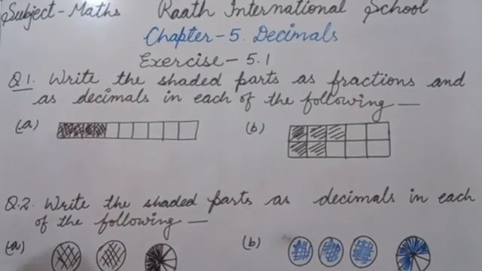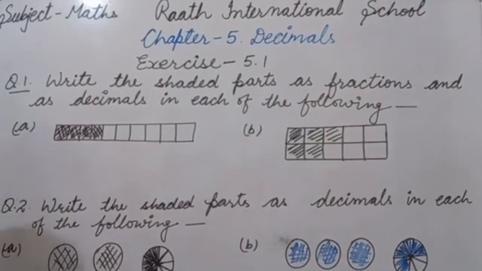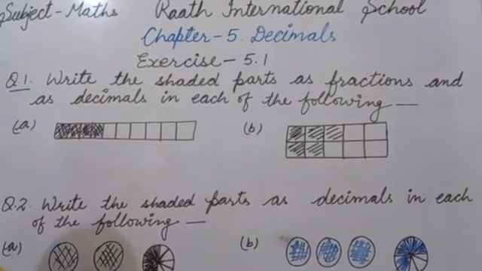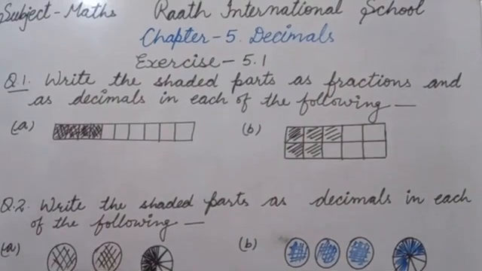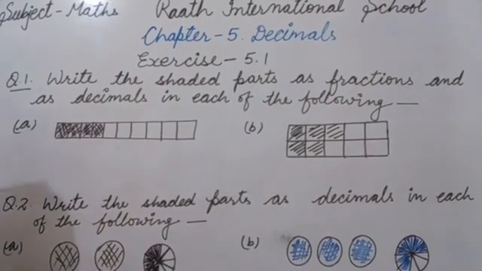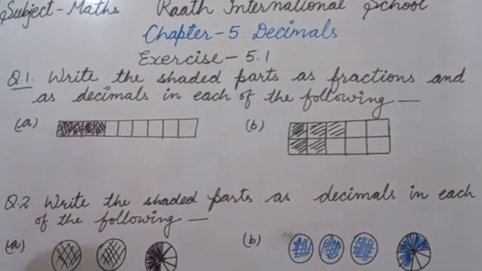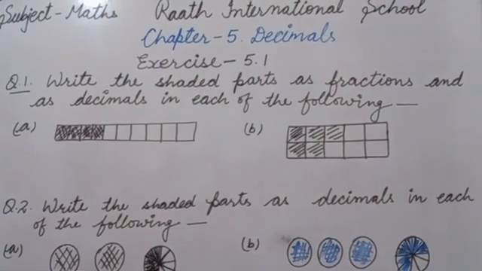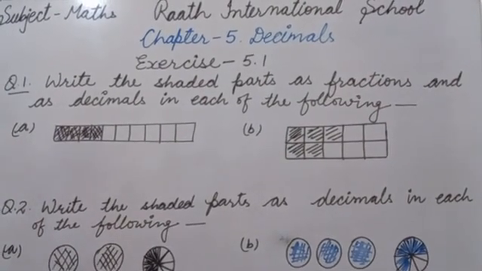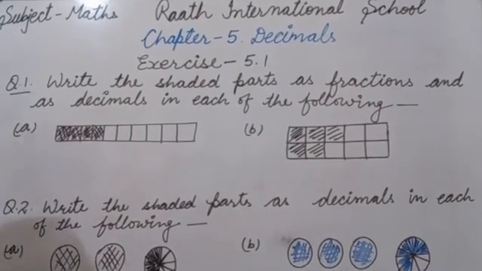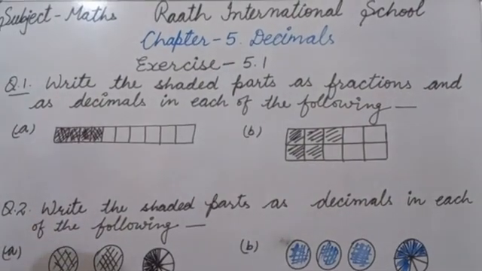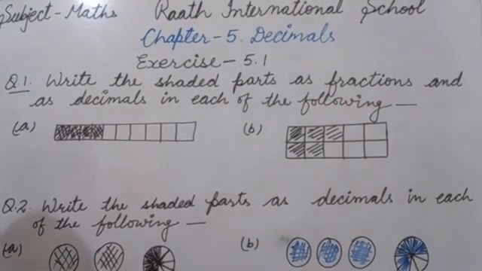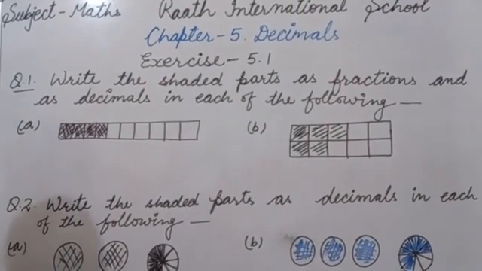Now exercise 5.1. Question number 1. Write the shaded parts as fractions. Whatever shaded part is there, you have to write as a fraction and as a decimal in each of the following. Firstly you write in fraction form, and then that fraction form you should write in the decimal form, because decimal comes from fraction. Okay, fraction से ही आपका decimal बनता है.